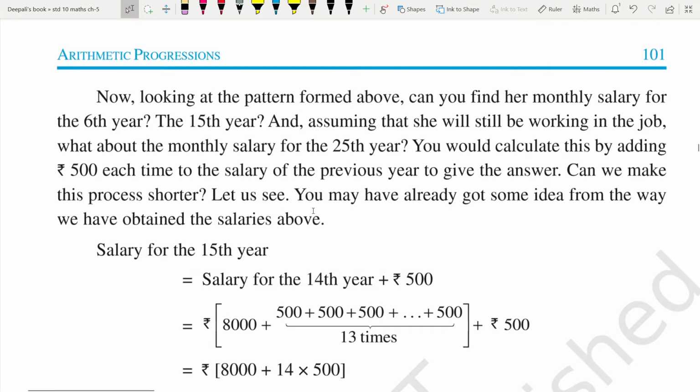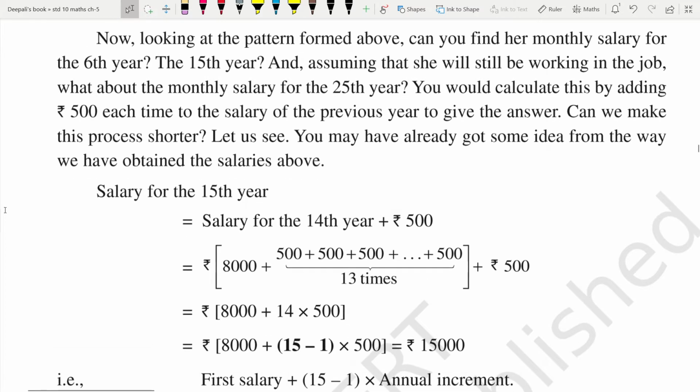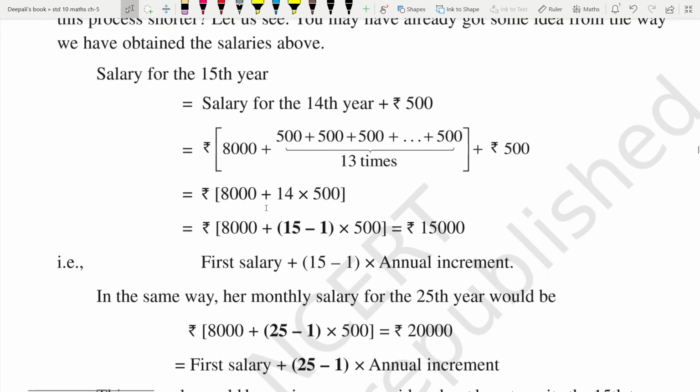Let us see how it can be done. You may have already got some idea from the way we have obtained the salary above. Salary for the 15th year is salary of the 14th year plus 500. Now salary of the 14th year is 8,000 plus 500 13 times plus 500, that is 8,000 plus 14 into 500, that is 8,000 plus (15 minus 1) into 500, that is 15,000.